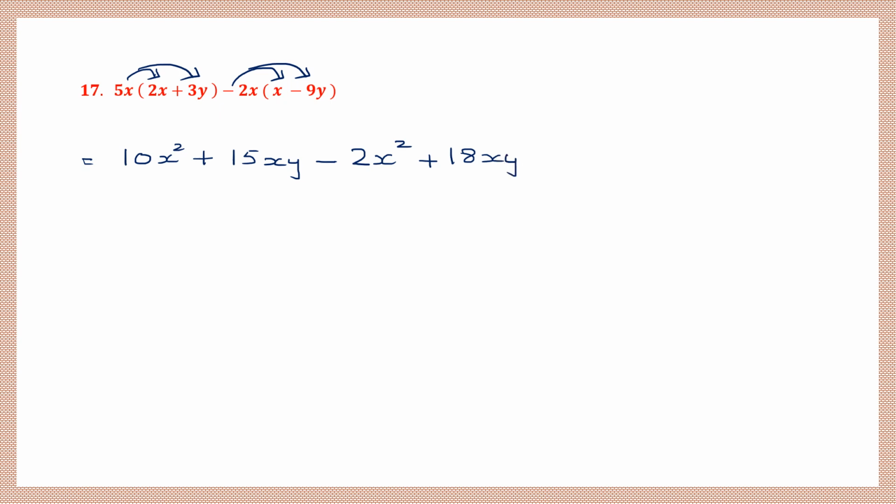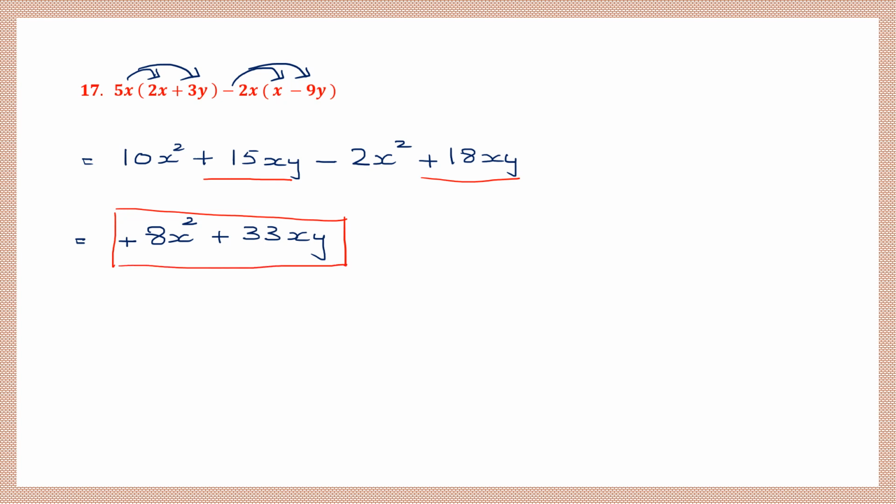Now look out for the like terms. We have 10x square and minus 2x square. So the signs are different. Put the sign of the bigger number and subtract. 10 minus 2 is 8. So that is 8x square. Then we have plus 15xy plus 18xy. Signs are the same. So put the same sign and add. 15 plus 18 is 33. So that is 33xy. So this is our final answer, 8x square plus 33xy.